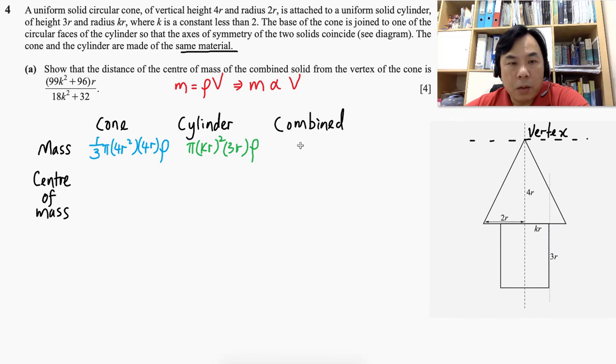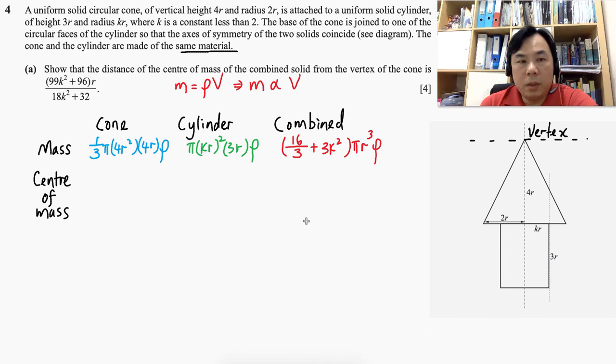Okay, now take for instance in our case that should be 16 over 3. Okay, let me see, 16 over 3. Yep, correct. So plus the 3k square. Right, now the rest are pretty much the common factor in this case. You will see that is pi r cube density. Right, I hope that is clear.